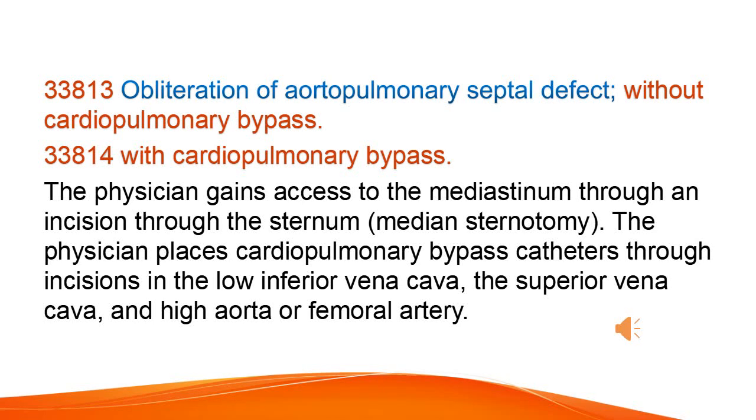With cardiopulmonary bypass, the physician gains access to the mediastinum through an incision through the sternum, median sternotomy. The physician places cardiopulmonary bypass catheters through incisions in the low inferior vena cava, the superior vena cava, and high aorta or femoral artery.